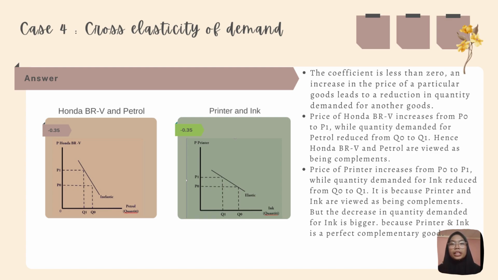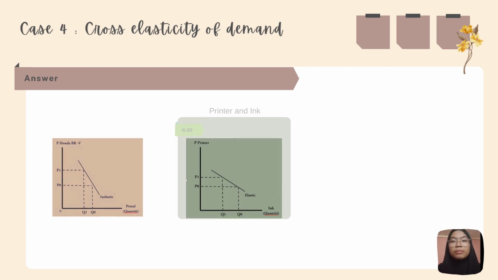Price of printer increased from P0 to P1 while quantity demanded for ink reduced from Q0 to Q1. It is because printer and ink are viewed as being complement, but the decrease in quantity demanded for ink is bigger because printer and ink are perfect complementary goods.